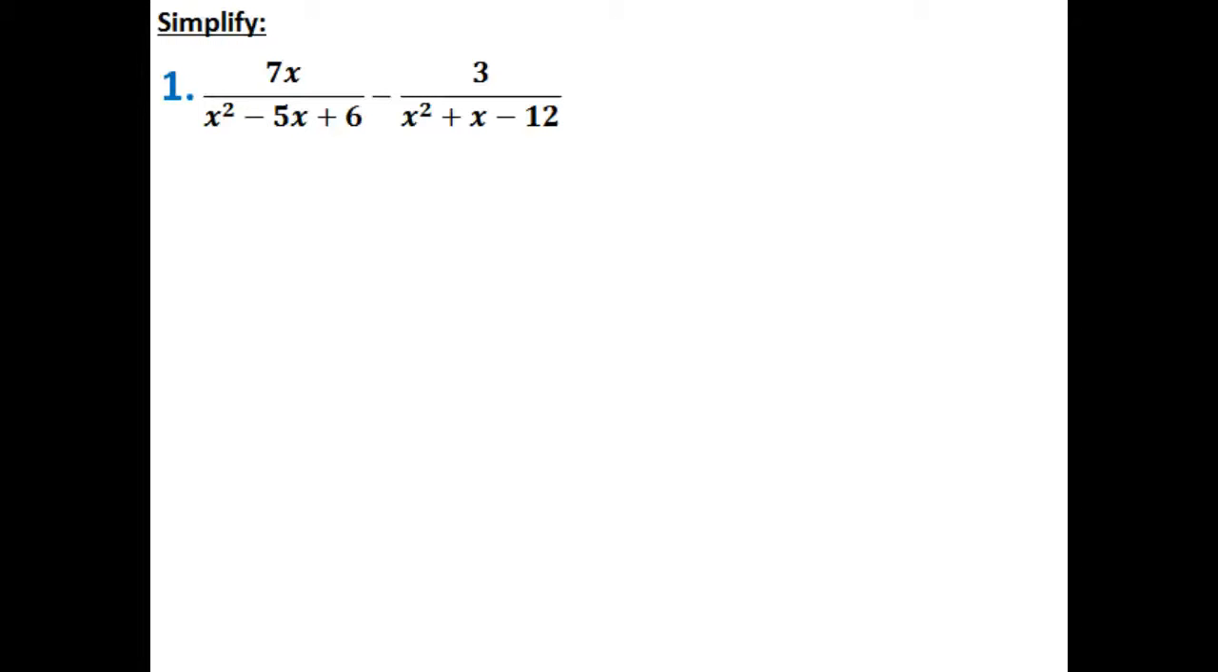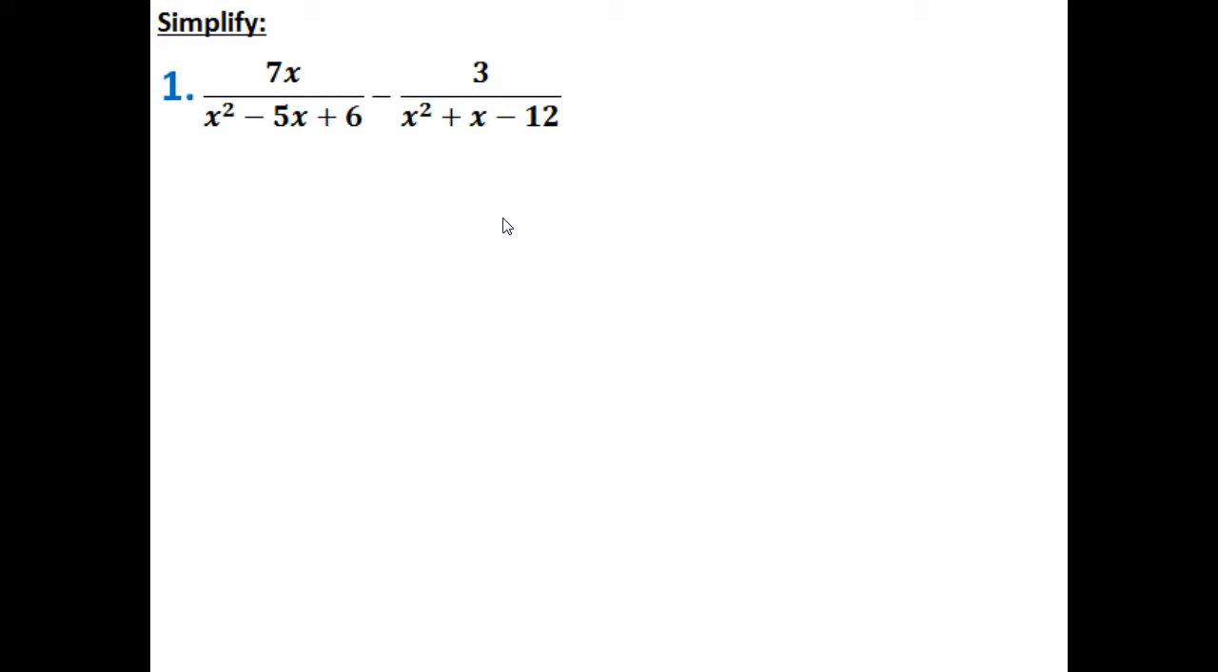On this one we're asked to simplify. This is a pretty complicated one. If I look here, I've got two rational expressions that I'm subtracting one from the other. I notice that they do not have the same denominator, unfortunately, so now I'm trying to find the least common denominator.